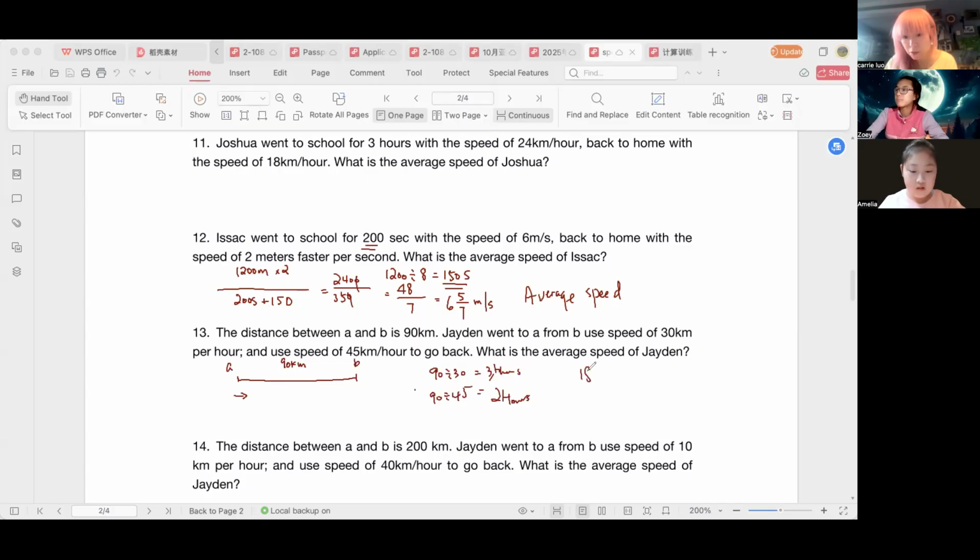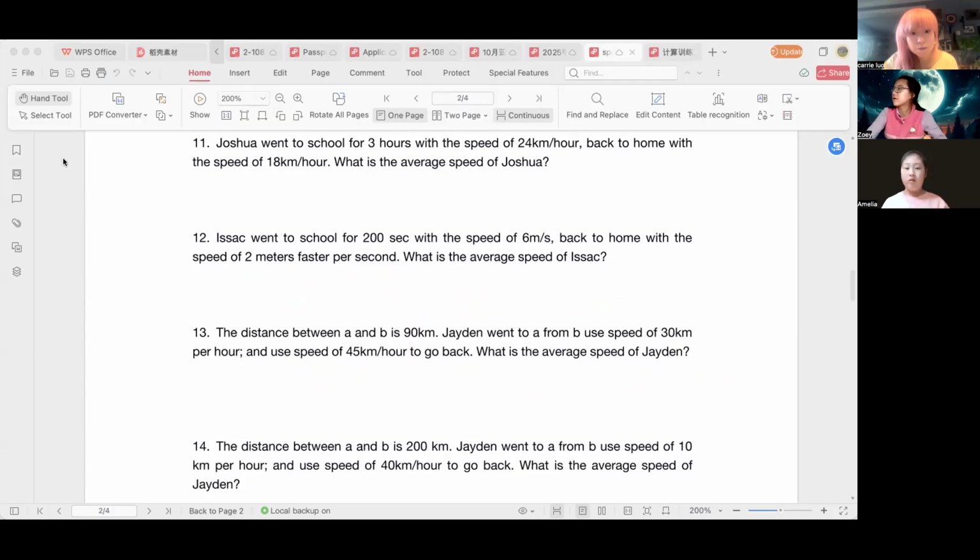So basically the total distance is 180, divided by 3 plus 2, equals 180 divided by 5, equals 36 kilometers per hour. Zoe, did you get it right? Okay, good job.